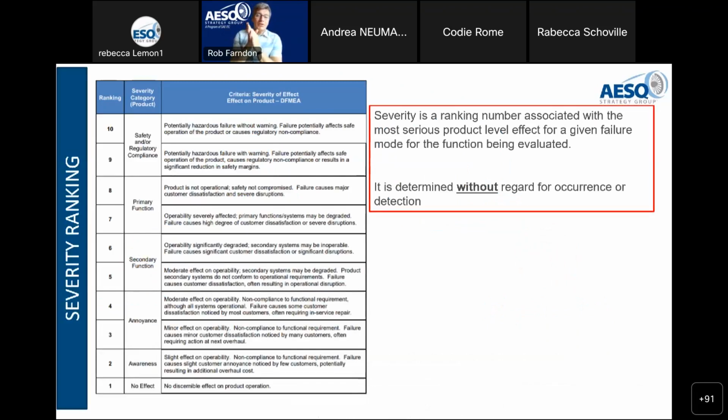And so this is the severity scoring that we provided in the reference manual. It carries across into the Rolls-Royce internal standards that we use for severity. It's the same kind of description, and a fairly standard approach where you get 9s and 10s for safety-related effects and 1 for no really discernible effect at all, with awareness to annoyance, secondary function and primary function in between.